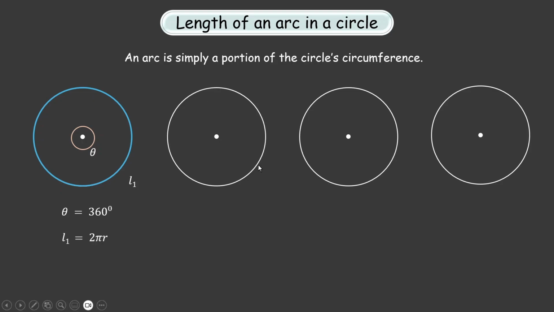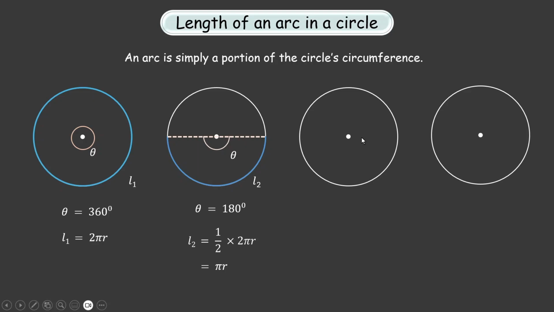In the next circle, let us draw an arc which covers half the circle's circumference. Now the central angle will be half of 360, that is 180 degrees. And when theta is 180 degrees, as we can see, the length of the arc is half of 2 pi r, that is pi r.